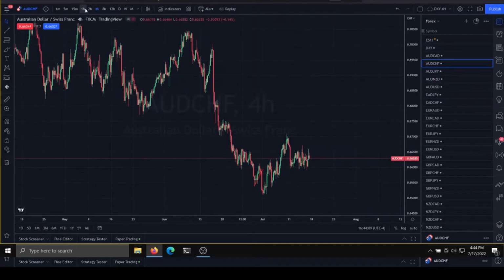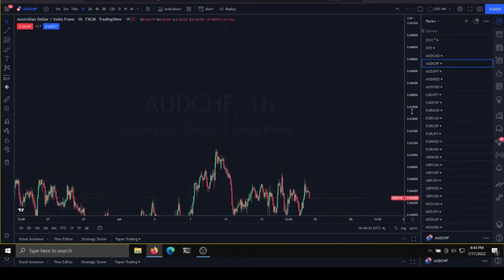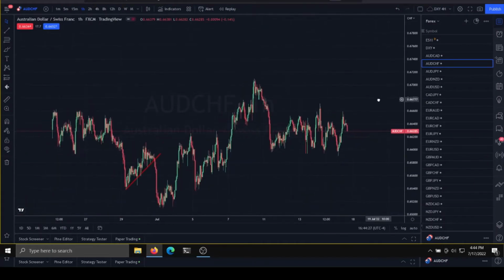Nothing here yet, I don't think. Although you have an impulse and a flag. If it breaks this top, take it back to this level here, if you want to buy it, see if it runs. If this breaks down, maybe you'll get a setup to come down to here and then see if it breaks the low. Similar to the Aussie CAD.